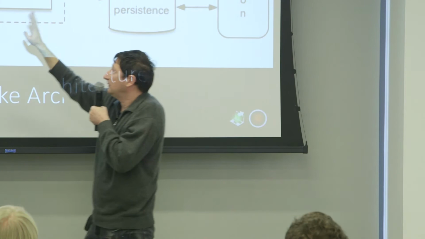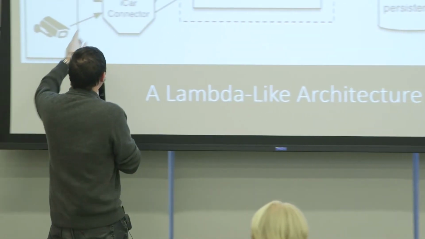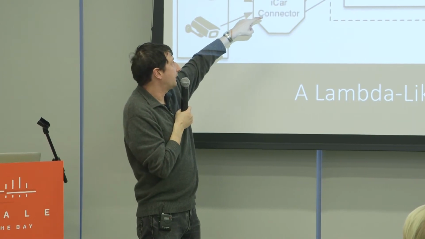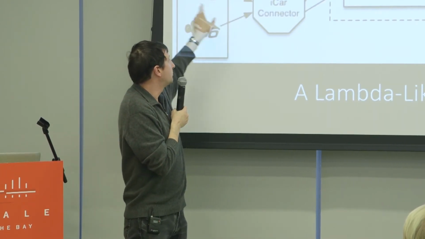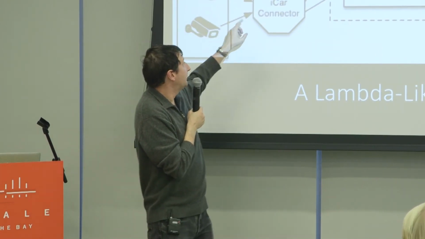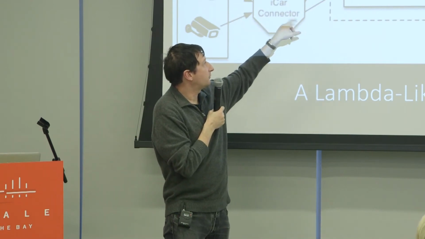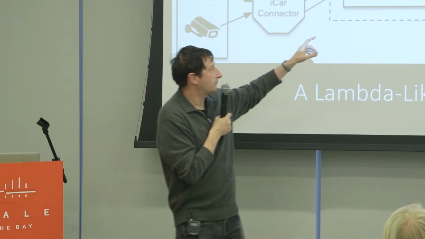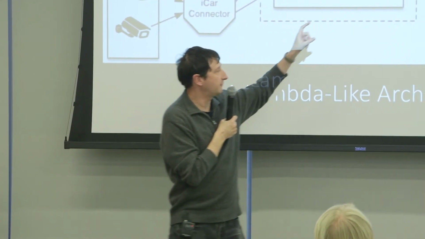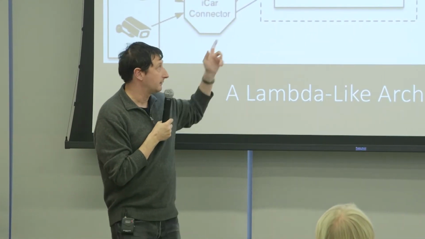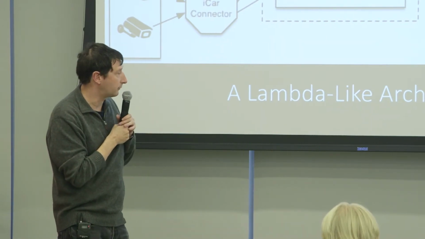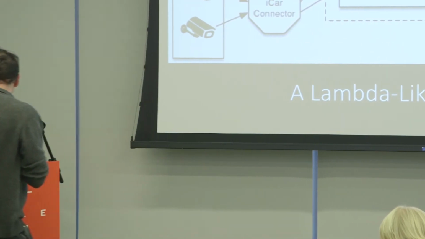So if you look at the diagram, the idea is to have this iCar connector, which is just a way to manage the cameras and send the messages from the cameras to Kafka. And then Kafka is used to feed this event generator. And now I'm going to show you what this event generator looks like.